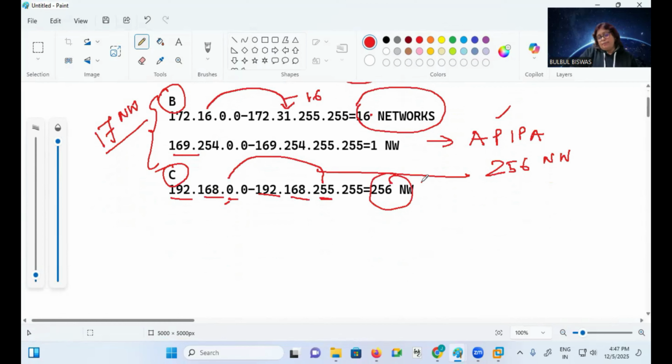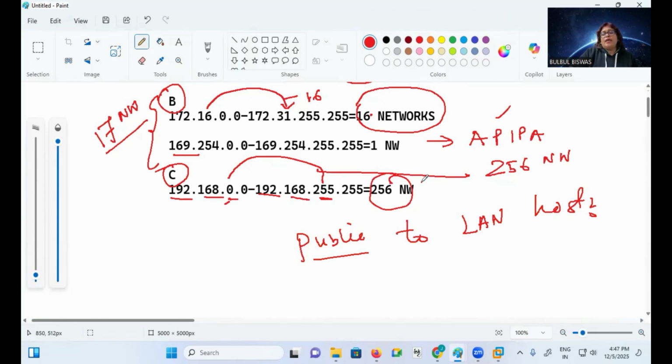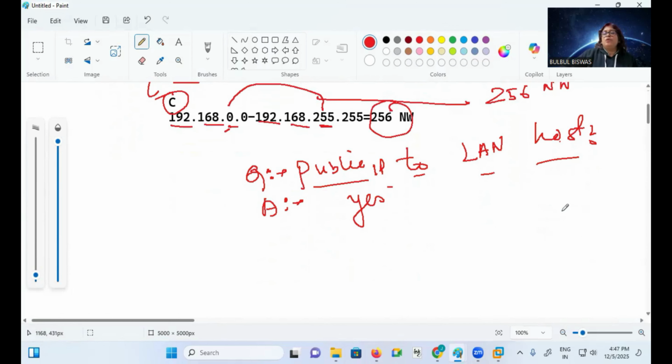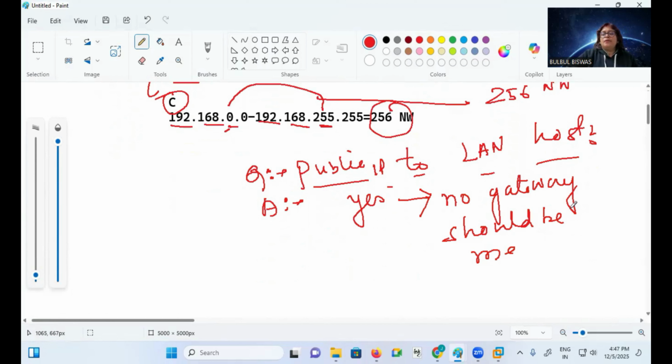Now here is a very good question. Can we assign a public IP address to a LAN host? The answer is yes, we can assign a public IP to a LAN host, but provided no gateway should be mentioned.